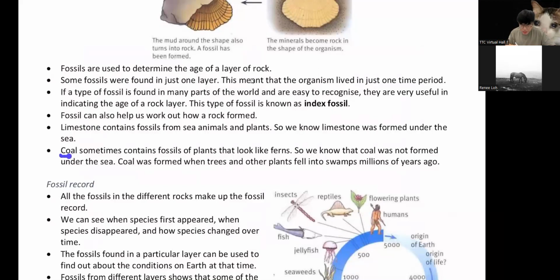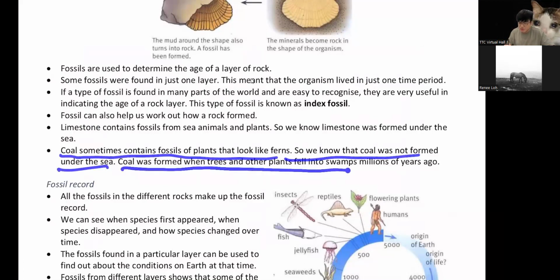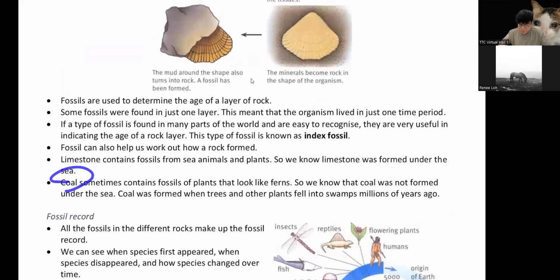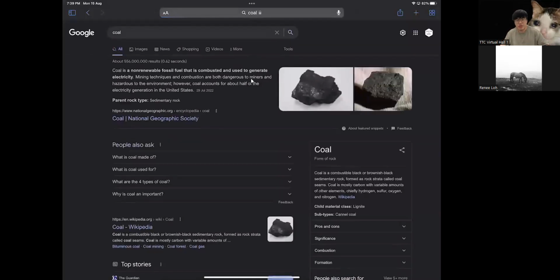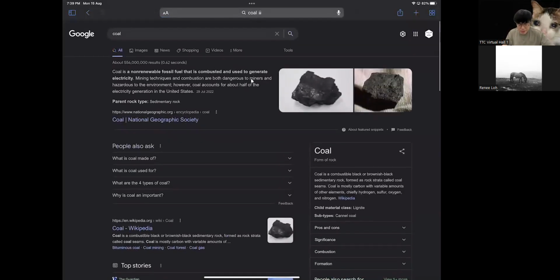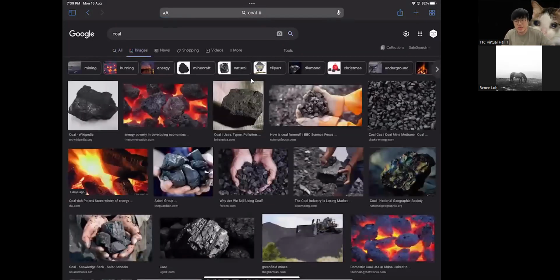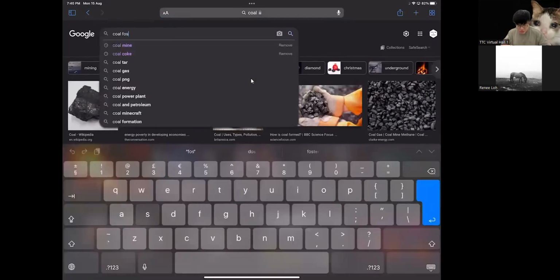Alright. So anyway, coal sometimes contains fossils of plants that look like ferns. So we know that coal was not formed under the sea. Coal was formed when trees and other plants formed into swamp millions of years ago. 什么是 coal？coal 是煤炭。See, I can show you that. This is your coal. We don't really use this in Malaysia, but in countries like China, they will burn coal as their energy. 这个叫煤炭。Sometimes in coal you will find fossils.